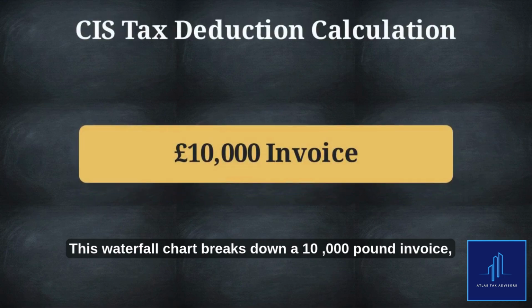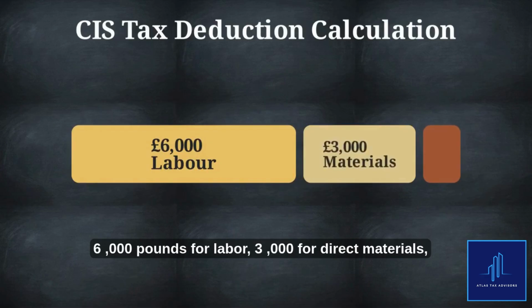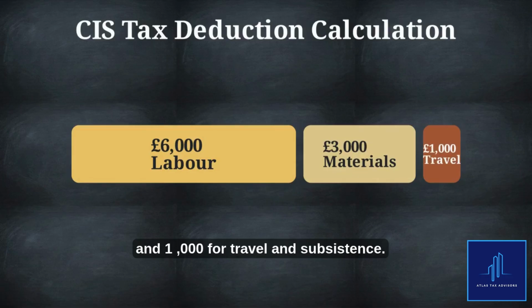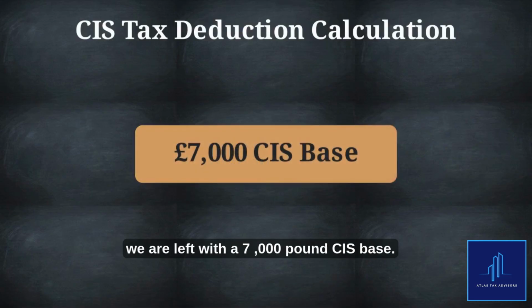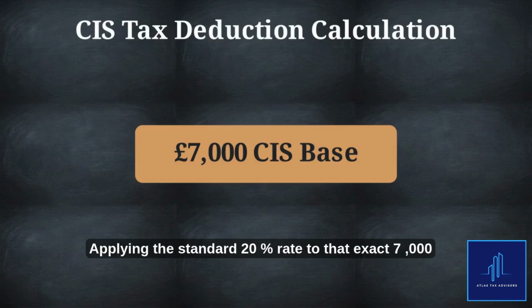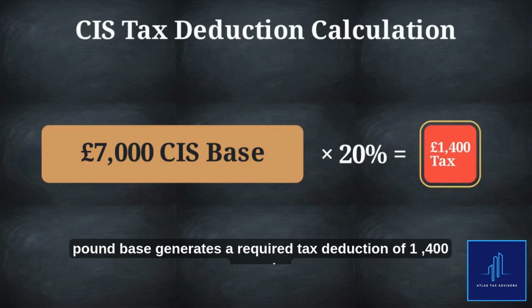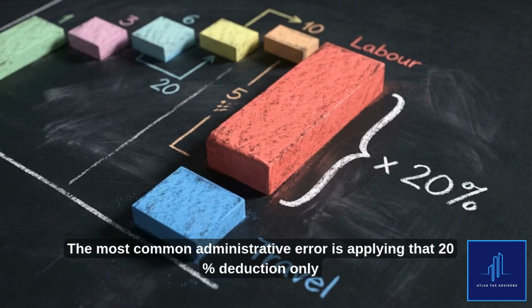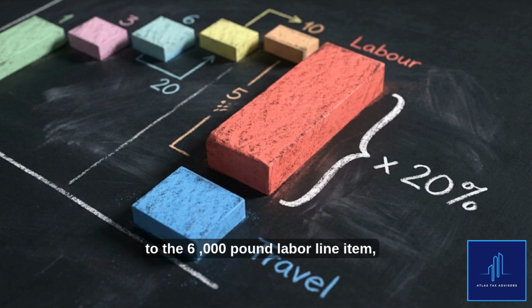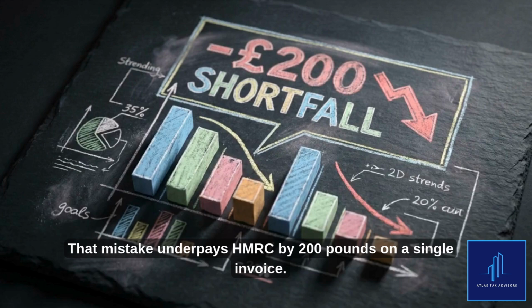This waterfall chart breaks down a £10,000 invoice: £6,000 for labor, £3,000 for direct materials, and £1,000 for travel and subsistence. By removing the £3,000 of actual material costs, we are left with a £7,000 CIS base. Applying the standard 20% rate to that exact £7,000 base generates a required tax deduction of £1,400. The most common administrative error is applying that 20% deduction only to the £6,000 labor line item, entirely ignoring the travel and subsistence costs. That mistake underpays HMRC by £200 on a single invoice.